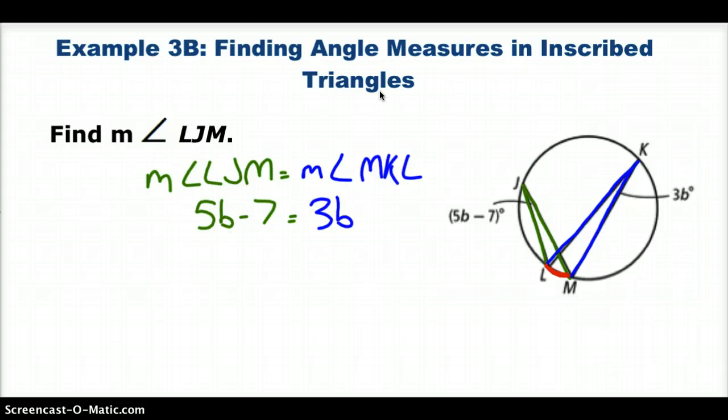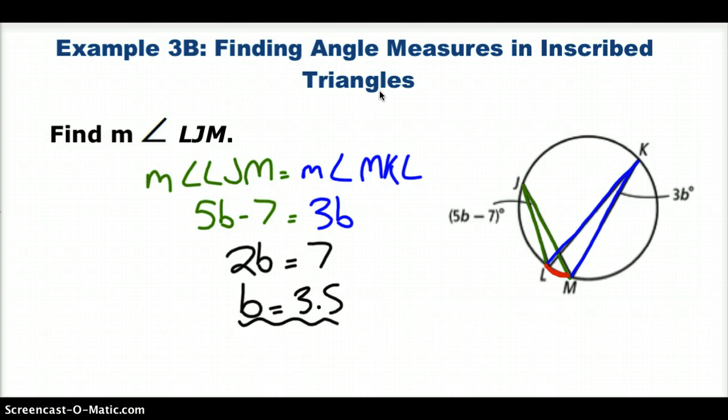And I'll just kind of solve the rest of this in black here. This should be pretty easy. Right, so I'm going to just subtract 3b from each side. I'll get 2b equals 7. And I'll find out that my value of b is about 3.5. Okay, that doesn't actually answer my question, but it is going to help.